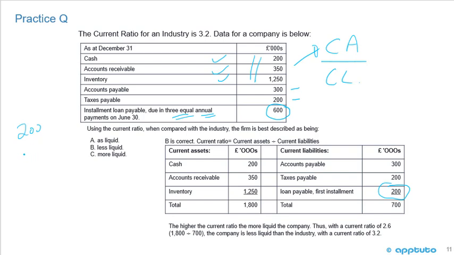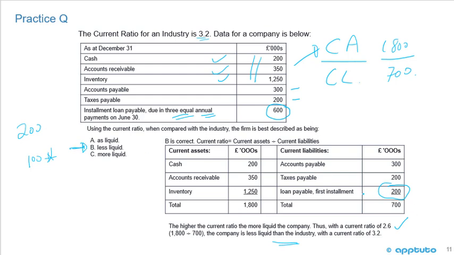It's due this year, but 400 is due in the years after, so that's going to be a long-term liability. So we had to include that as 200 to get our number right, okay? So now we've got our numerator as 800, and we have our denominator as 700, and we calculate that. We get a current ratio of 2.6, which is less than 3.2, and so the company is less liquid than the industry, so the correct answer is B.